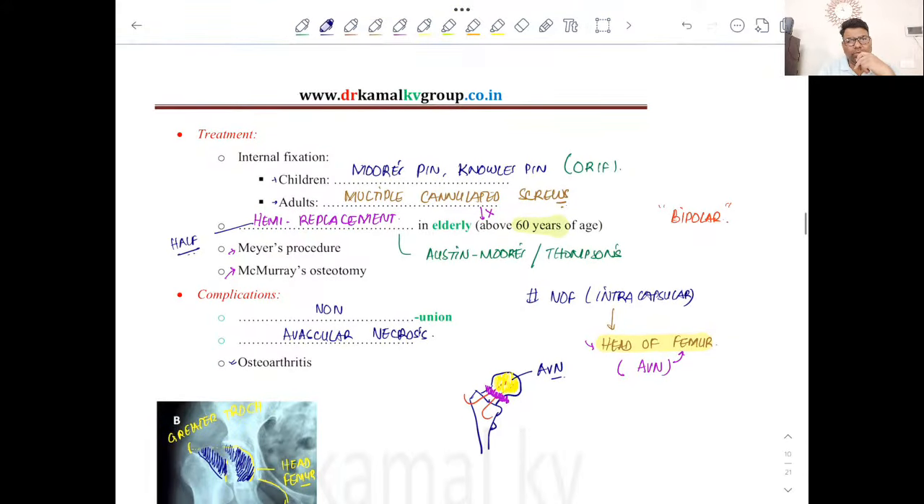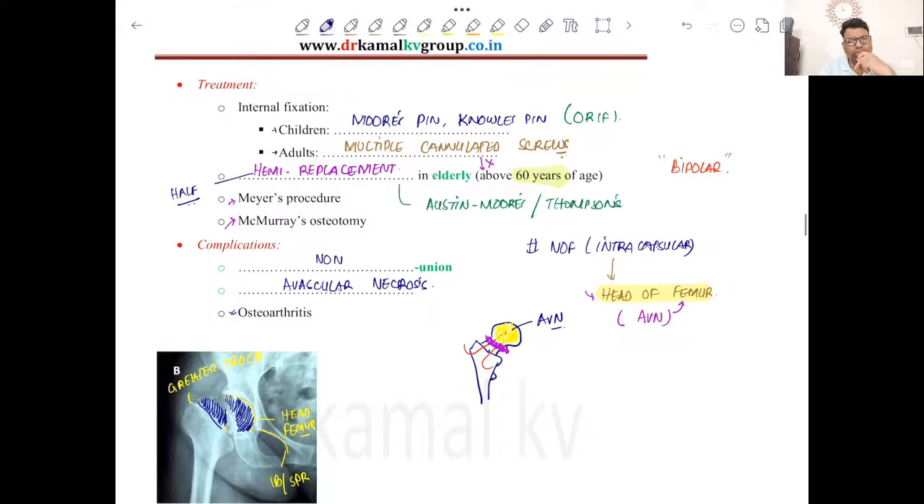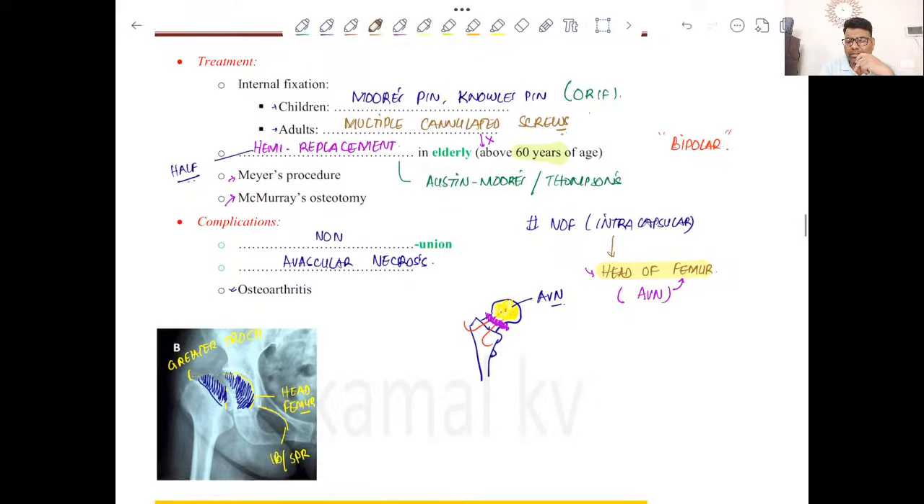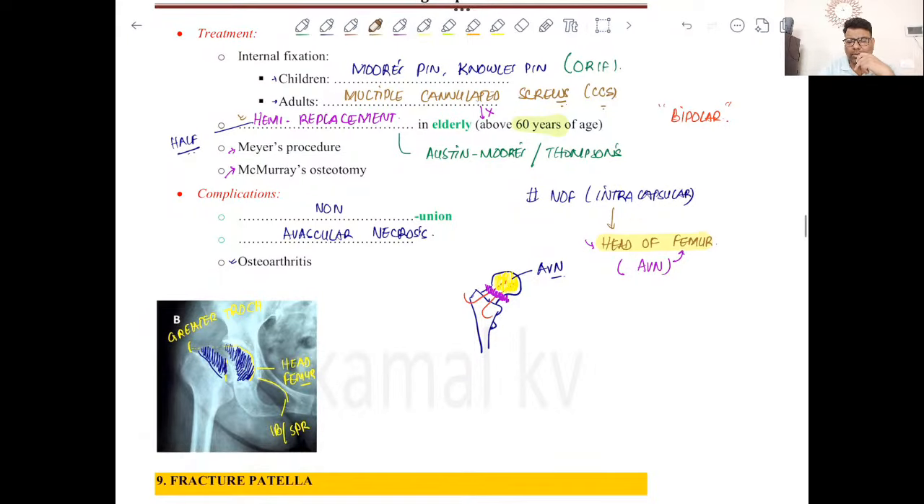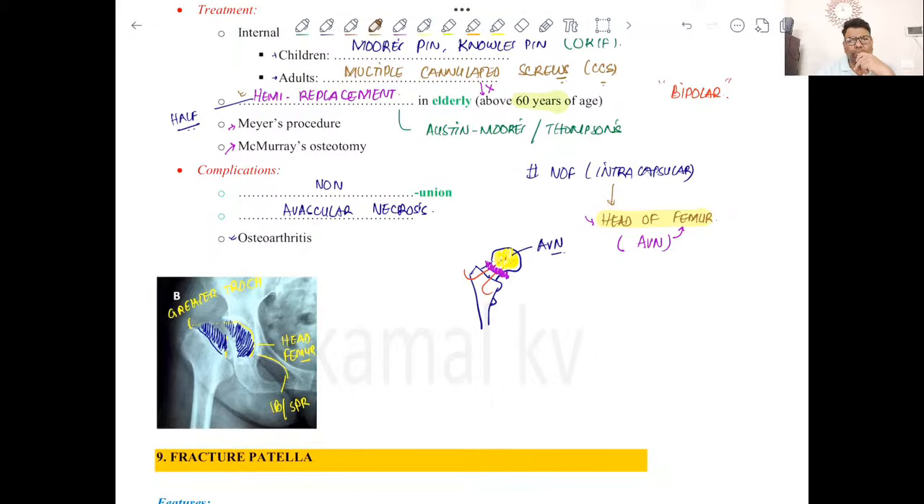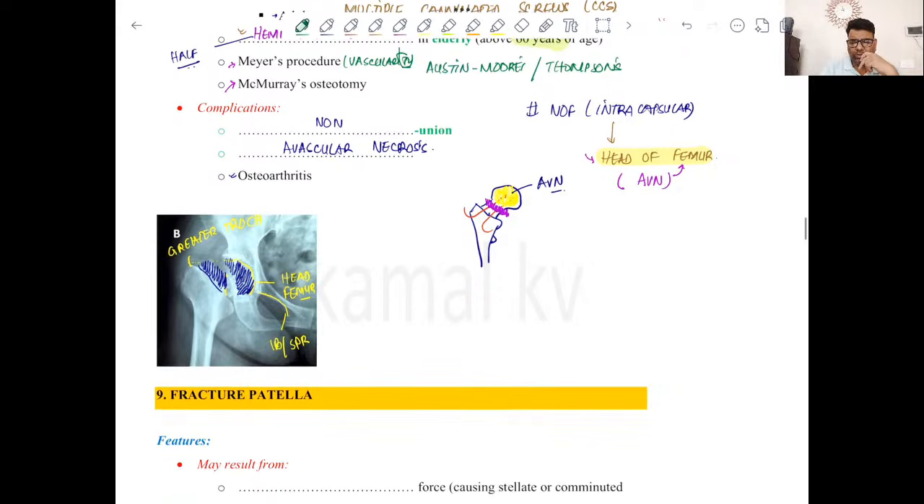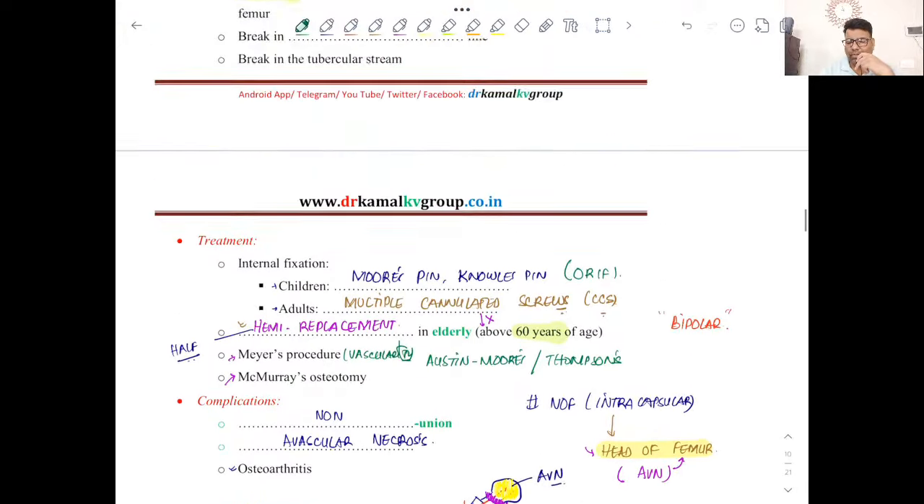In children, it is Moore's or Knowles pin. In adults, multiple cannulated cancellous screws, sometimes we write it as CCS. In elderly, now this is asked many number of times, so that is hemi replacement arthroplasty with Austin Moore or Thompson's prosthesis. We also do bipolar surgeries, and then Mears for vascularity, right, and McMurray's for mechanical alignment. So just remember this much for intracapsular neck of femur.